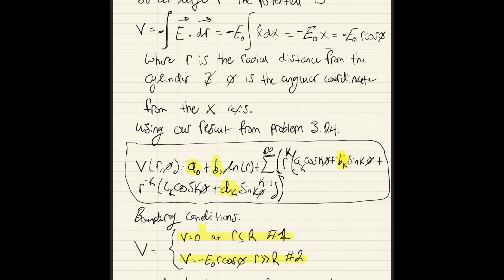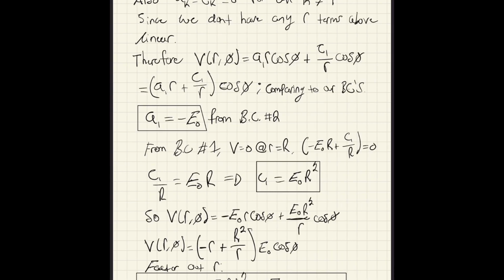We only have a linear dependence on r, which means that our summation probably just reduces down to the k equal 1 term. So we can just assume that we can get rid of the summation and just have a single term.